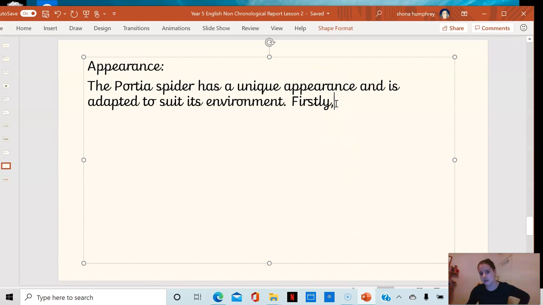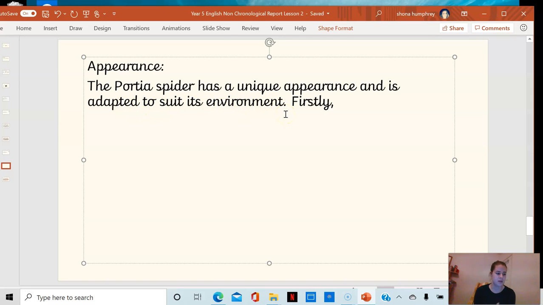So I'm going to model to you an example. So if you'd like, you can sort of magpie my first sentence, especially if you're writing about the Tonga lizard. If you are writing about your North America features, you need to have a sit and think about what paragraph you are going to write about. So the Portia spider has a unique appearance and is adapted to suit its environment. So I've already included some of my formal language in there of unique, I've got adapted, and I've got environment.